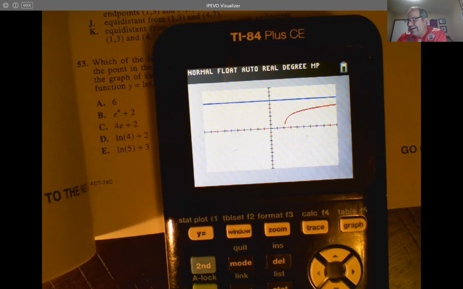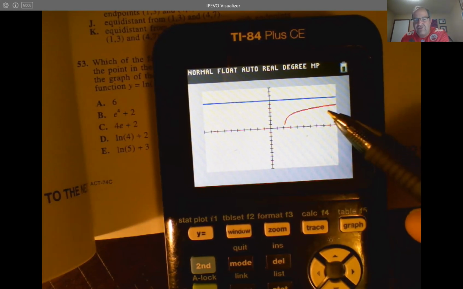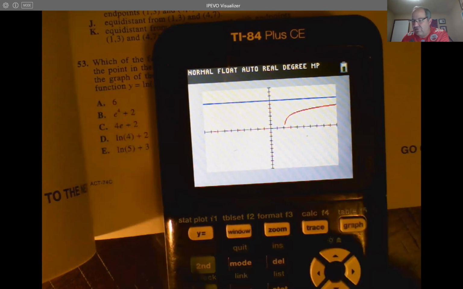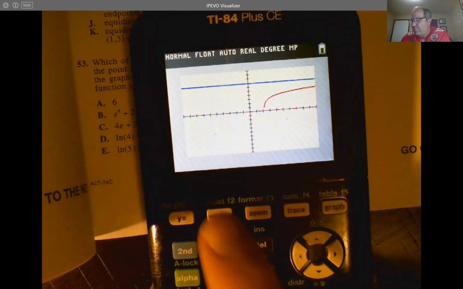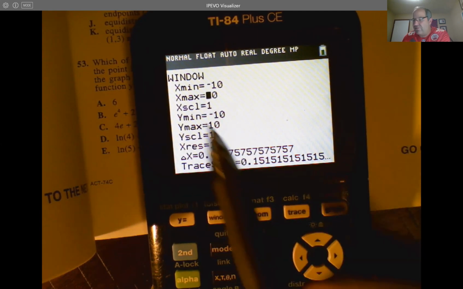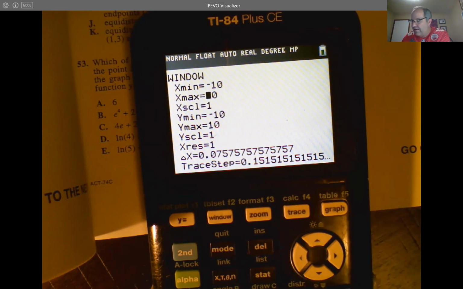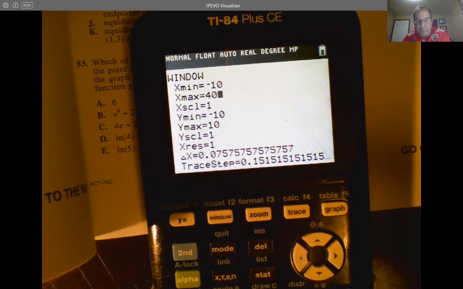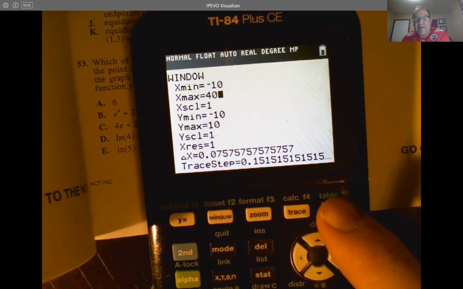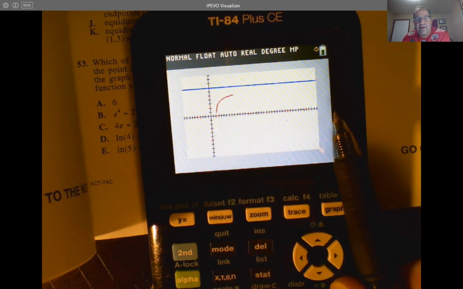Ooh, I need to make this window go further out. I think these lines are gonna touch. In fact, they have to because I look at all the answers. So what I do is I press window, and right now my X maximum value is 10. I need it to go further to the right. So let's try making it a 40 instead. So it's gonna go further to the right. Let's press graph and see if that does it. Yeah, see how my graph is going farther now to the right?